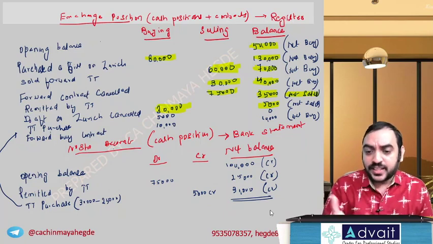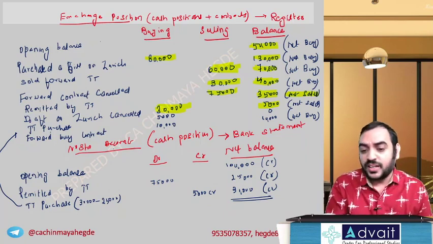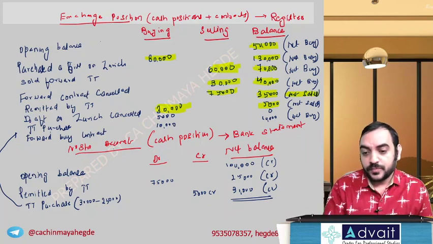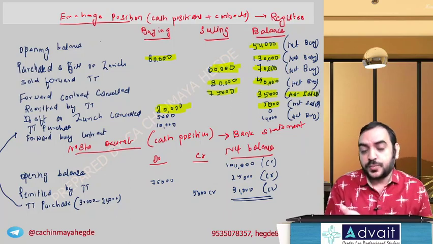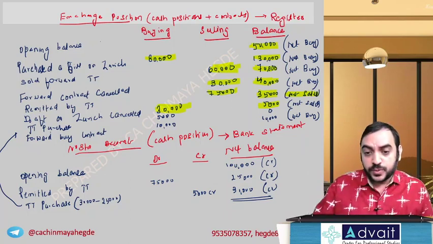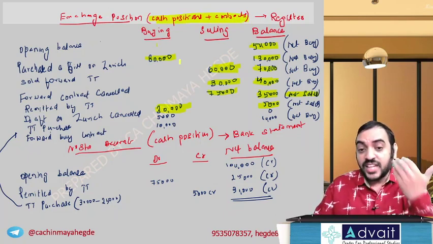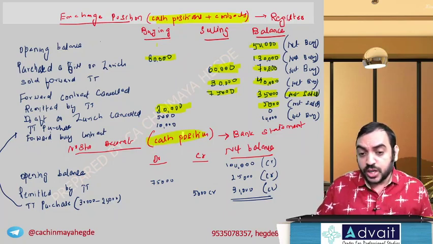And when you transact cash, exchange position has cash plus contract. Contract is not involved here. That's what I told. All the transactions will affect exchange position. Exchange position is cash position plus contracts. Heading only I have given. Whereas the Nostro account is only cash position.